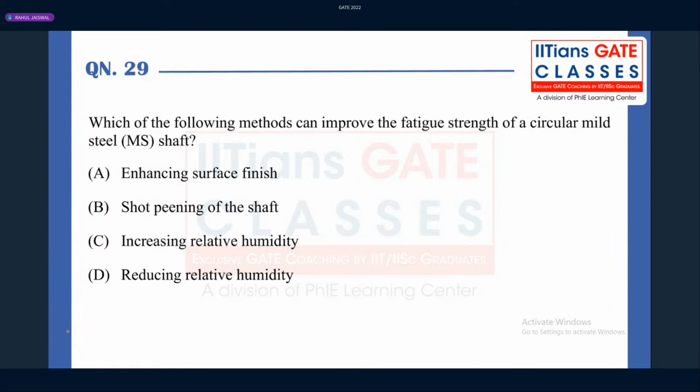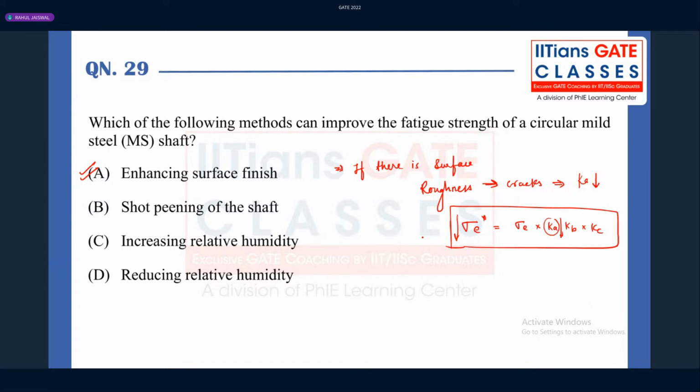Which of the following can improve the fatigue strength, guys? Obviously, enhancing the surface finish will increase the fatigue strength, because if there is surface roughness, there will be cracks. If there are cracks, what will happen? The surface finish factor will decrease. When the surface finish factor decreases, what about the modified endurance strength? Sigma E into Ka into Kb into Kc. When Ka decreases, sigma E will also decrease. So endurance strength will decrease.